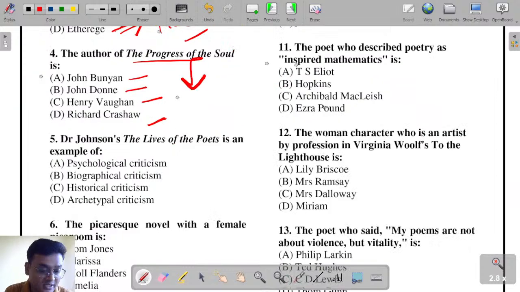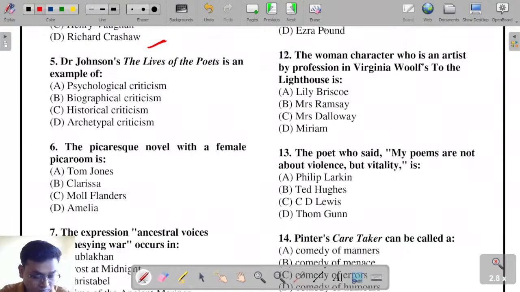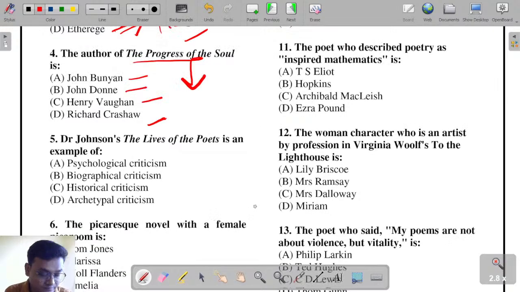Now tell me, The Progress of the Soul is written by whom? Do answer in the comment box. Who has written The Progress of the Soul? It is Donne, isn't it? The Progress of the Soul is a work by John Donne.